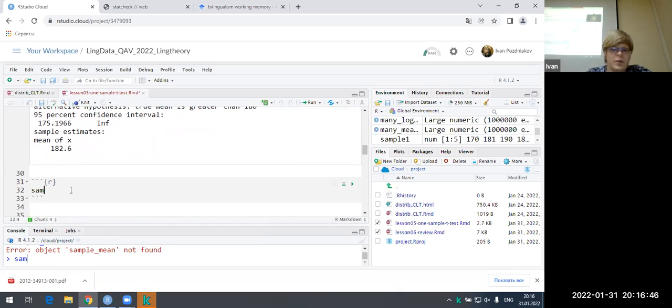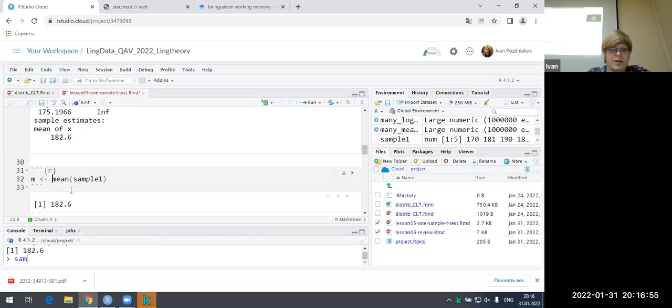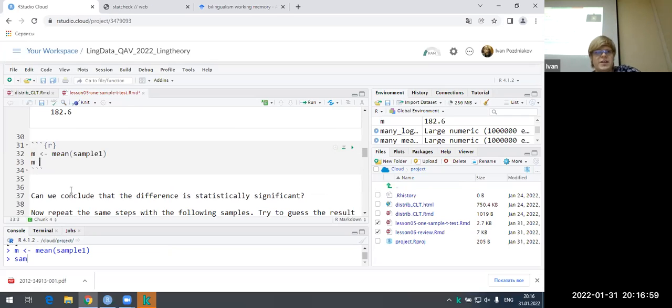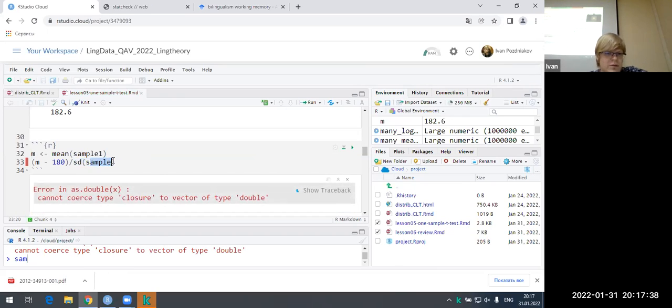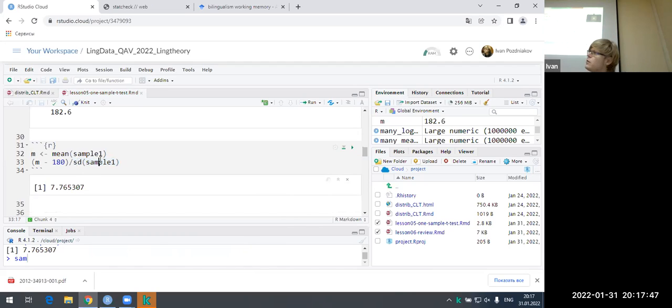Okay, sample one mean. Let's save it in M. We have a hypothesis that the population mean is 180, so in our t-statistic, it will be M minus 180. Next, we need to divide by the standard error, our estimation based on our estimation of the standard deviation. We don't know the standard deviation, so we estimate it based on our sample. We can calculate it with sd of sample one, sorry. But it is a standard deviation. We need a standard error.